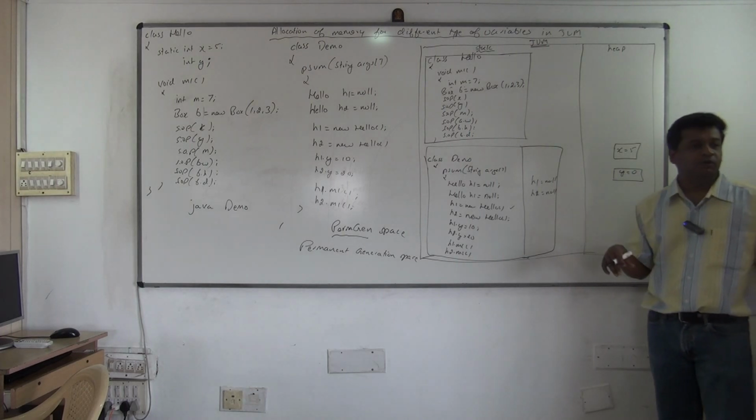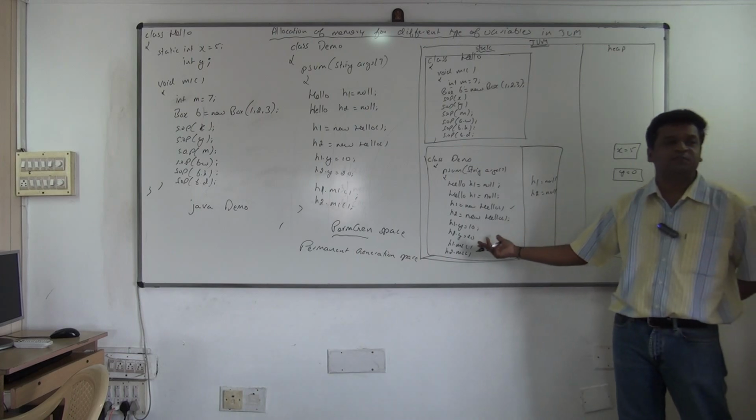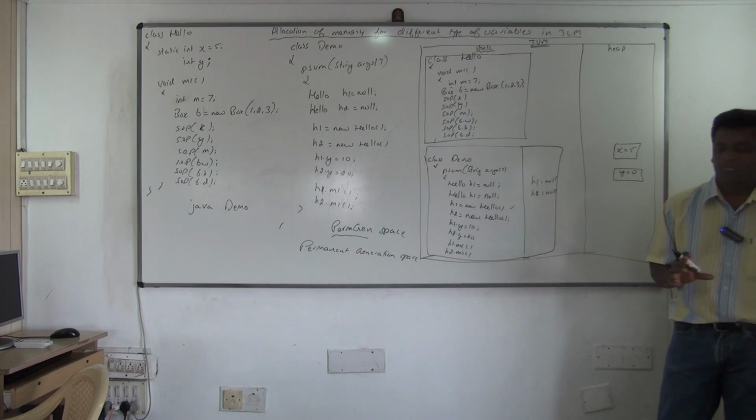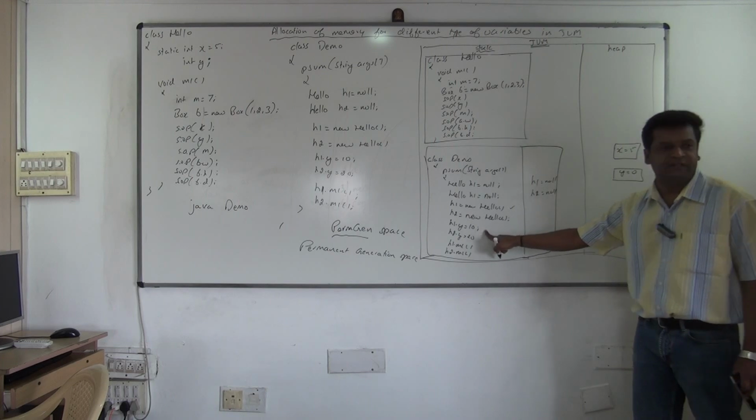In the heap. So both static variables and instance variables reside in the heap. Technically, if you say, a static variable is present in permgen space, but don't bother. Both reside in the heap. Okay. So now see, h1.y is equal to 10. That's what it's telling.